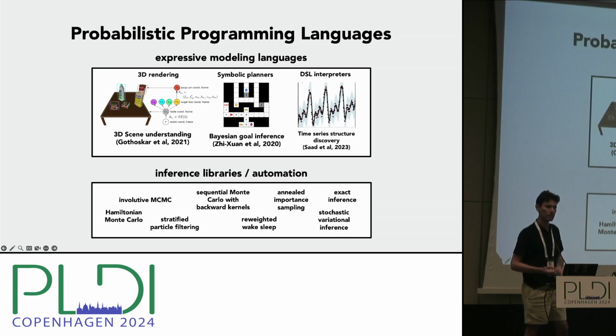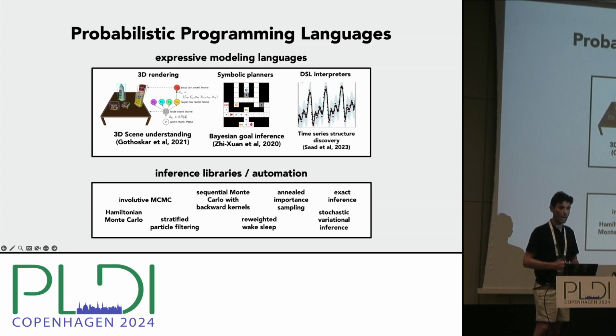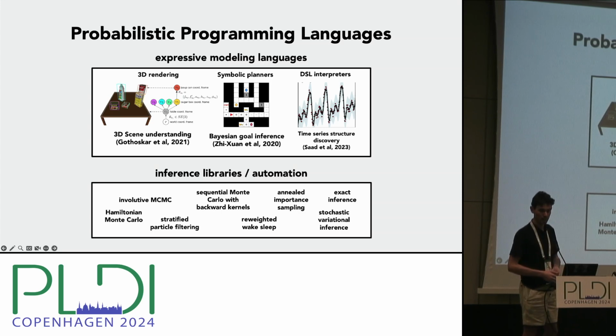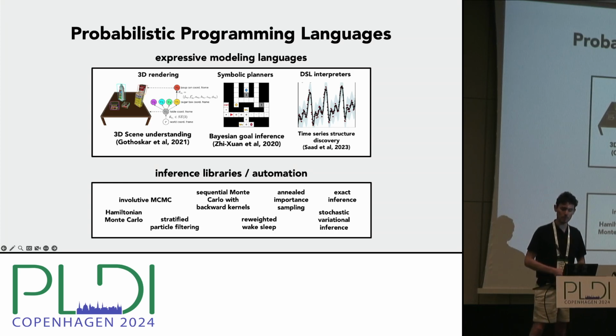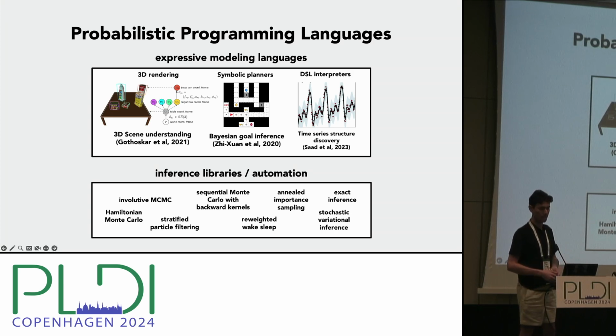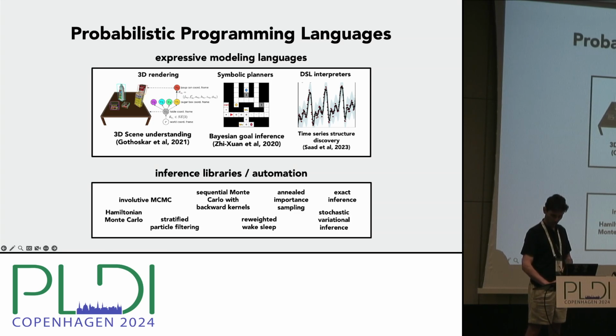The first capability is the ability to describe joint probability distributions, which probabilistic programming languages automate by providing expressive modeling languages. Using these modeling languages, users can write down probability distributions as programs, which often make use of other complex programs like 3D renderers or symbolic planners or program interpreters as part of their definition.